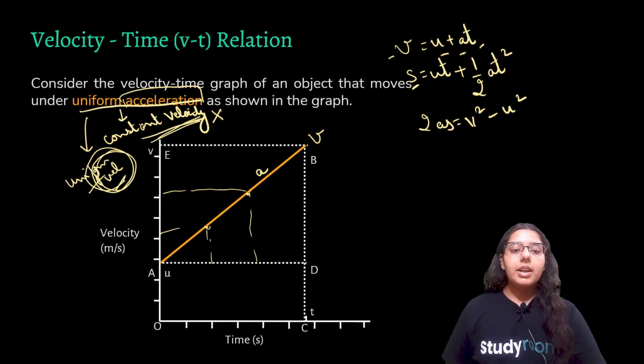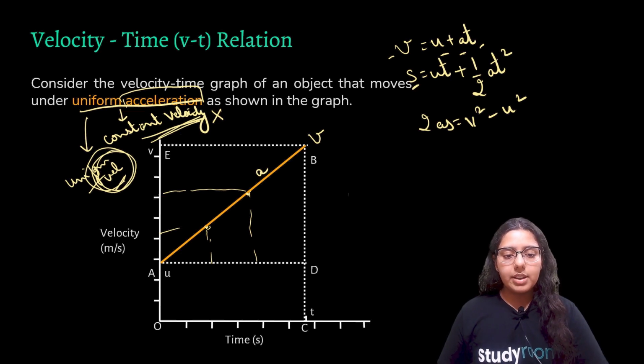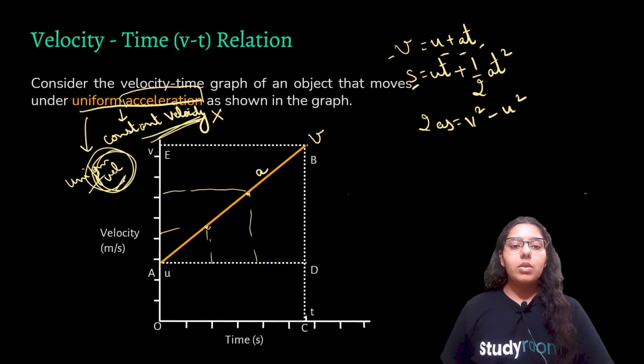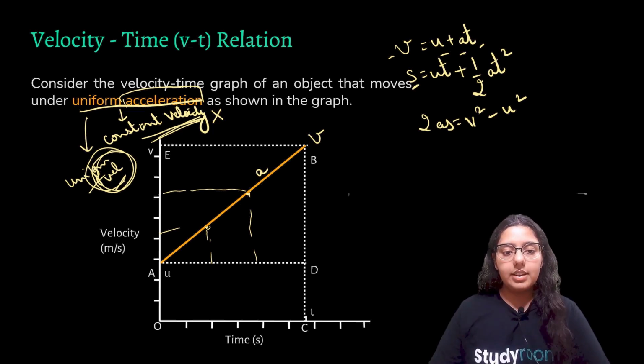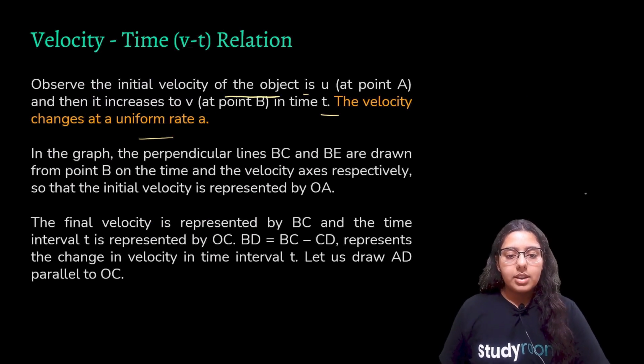Similarly, from here to here, this distance is t, because it is from the origin to t. So we can calculate the area of this triangle like this. This is how it's explained.